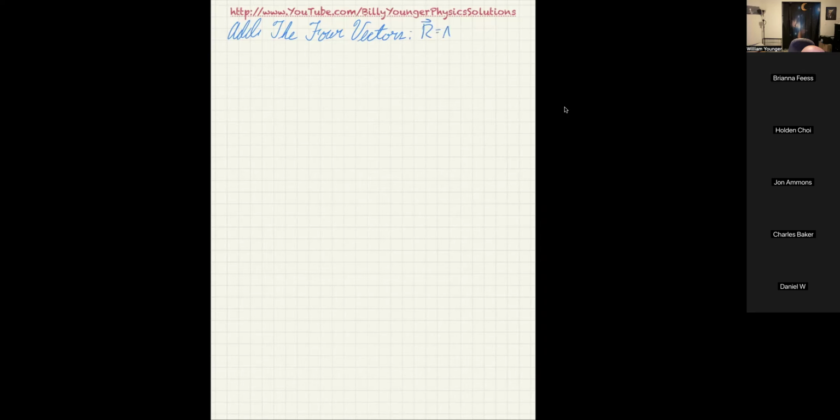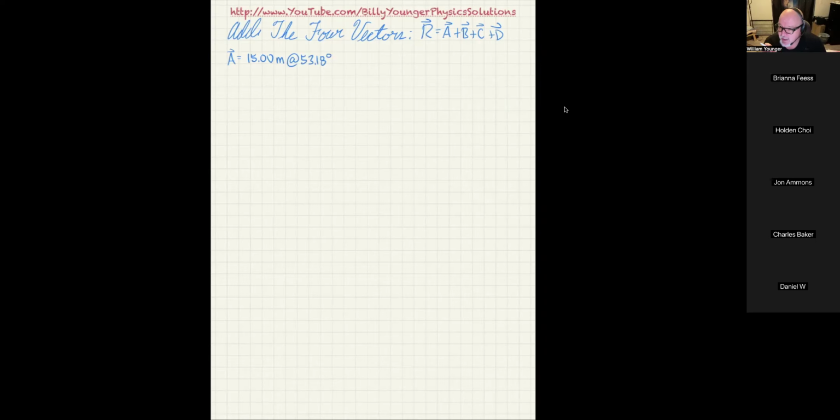R is equal to A plus B plus C plus D. Okay? So A is going to be a vector that has a length of, let's say, 15.00 meters, and it's going to be at an angle of 53.18 degrees. So this is one way to specify a vector.